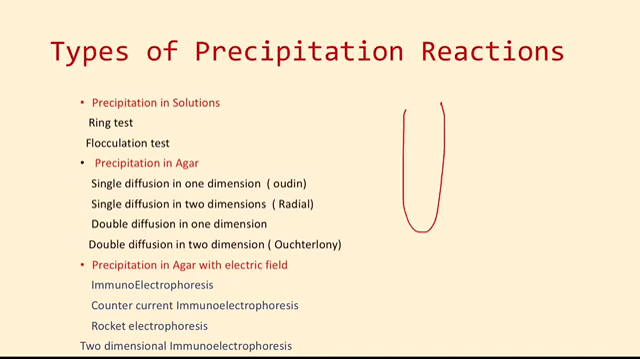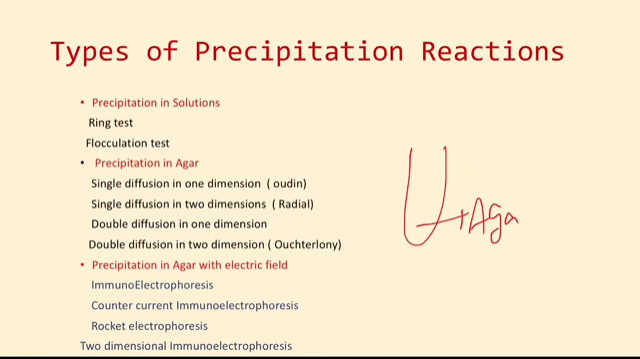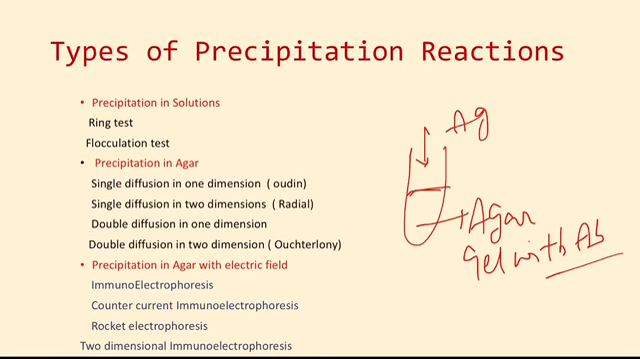The antibodies are incorporated into an agar gel. This is an agar gel, and in the agar gel the antibody is incorporated in a test tube. The antigen solution is poured. The antigen diffuses downwards through the agar gel and forms a line of precipitation. The number of bands indicates the number of different antigens that are present.